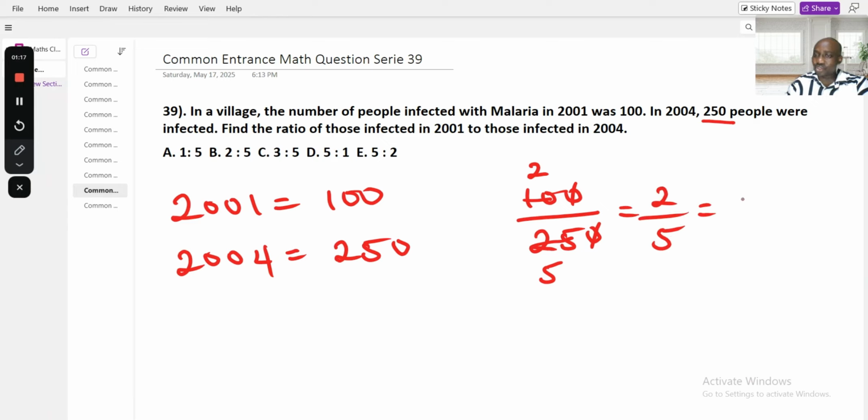Let's turn it back to a ratio because the question said that we should look for a ratio. This is the ratio 2 and 5. Where is it? B. That's our final answer. B. Let's move to the next question.